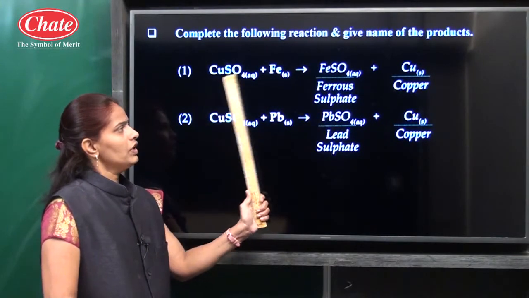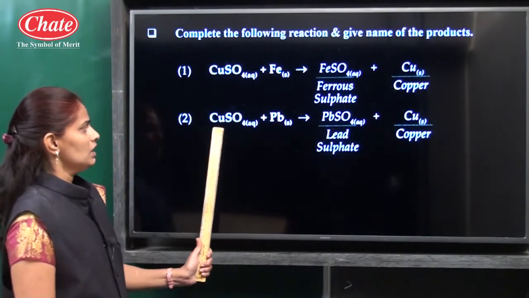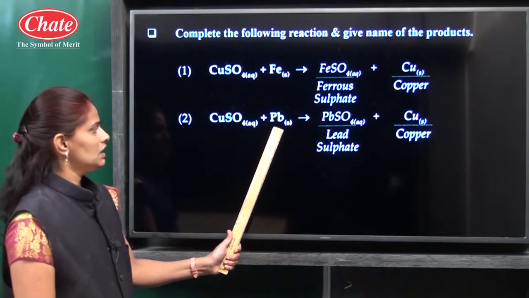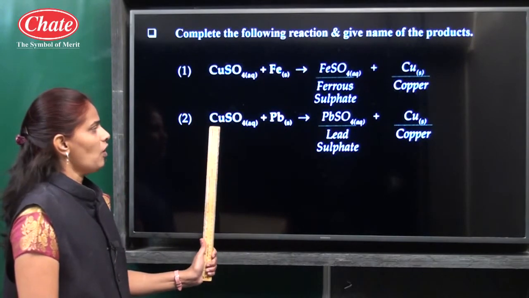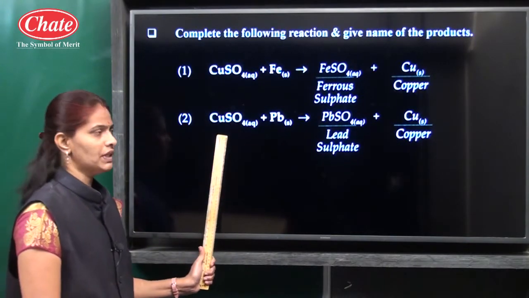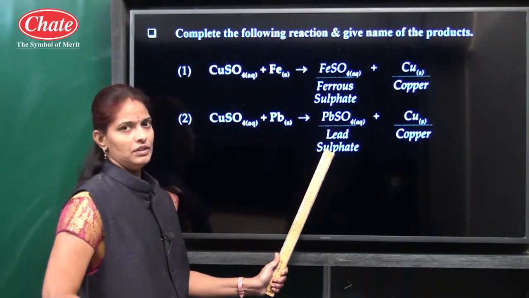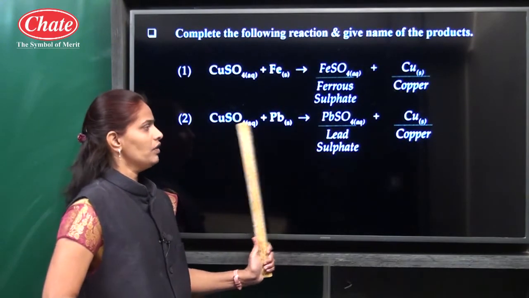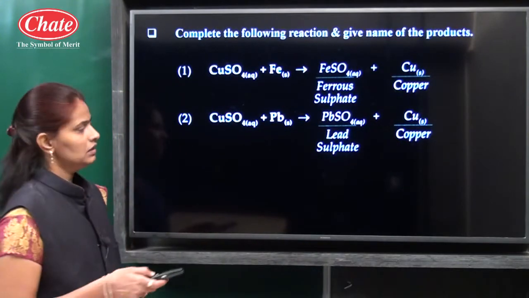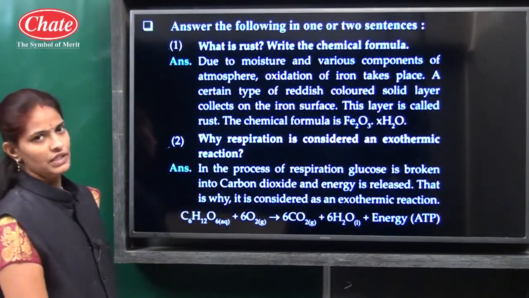FeSO4 along with copper. In the second reaction also, here copper sulfate reacts with lead. Okay, this lead is more reactive than copper. That is why this lead displaces copper from the copper sulfate compound and forms a new compound, that is lead sulfate, PbSO4, along with separately copper. Then the next, answer the following in 1 or 2 sentences.